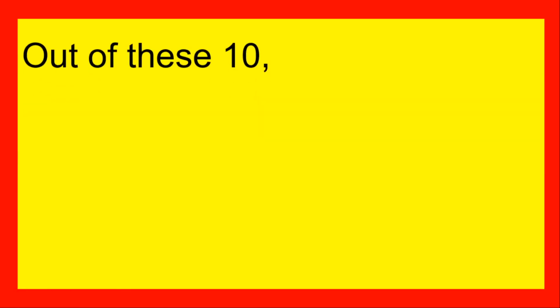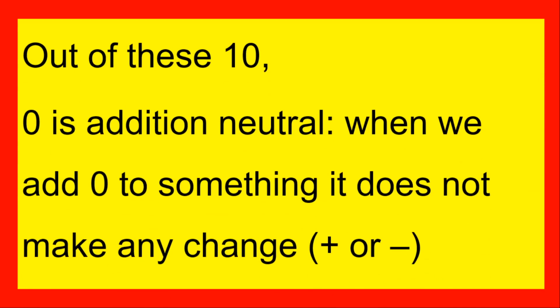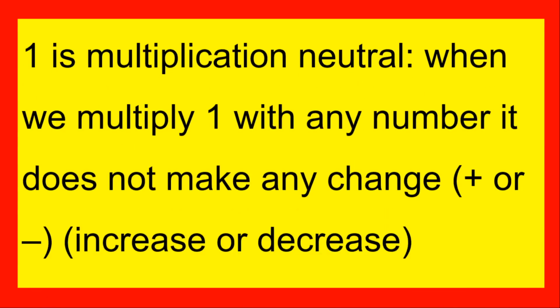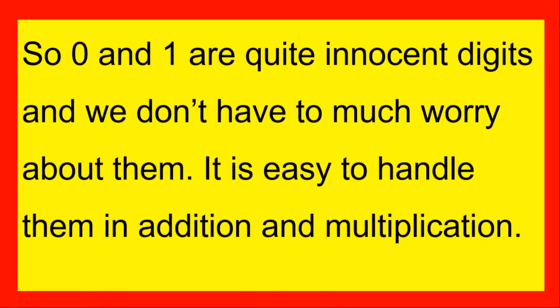Out of these 10 digits, 0 is addition neutral. When we add 0 to something, it doesn't make any change. It doesn't increase or decrease anything. And 1, the second digit, is multiplication neutral. When we multiply 1 with any number, it doesn't make any change. It doesn't increase or decrease the number. So 0 and 1 are quite innocent digits, and we don't have to worry much about them. It's easy to handle them in addition and multiplication.